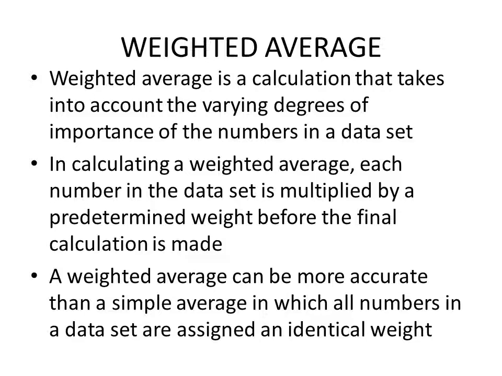While calculating a weighted average, each number in the data set is multiplied by a predetermined weight before the final calculation is made. So for calculating the weighted average, the data set number value is multiplied by the weight value. A weighted average can be more accurate than a simple average, in which all numbers in a data set are assigned an identical weight.